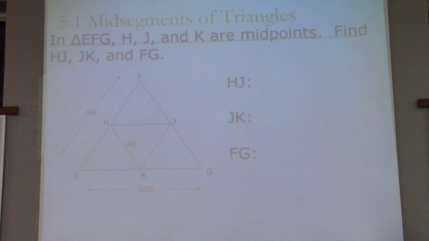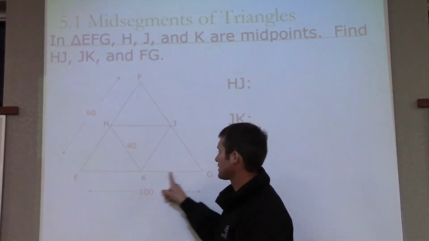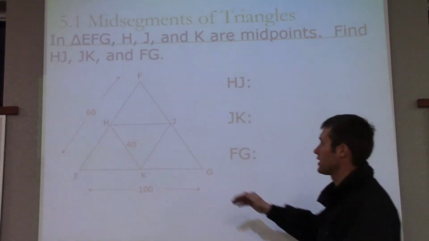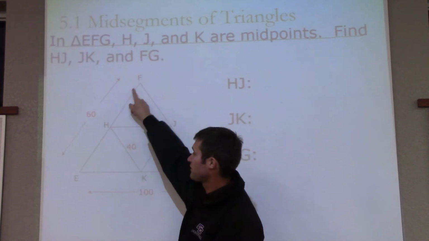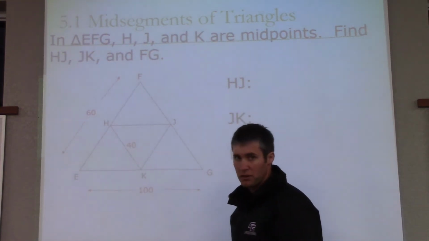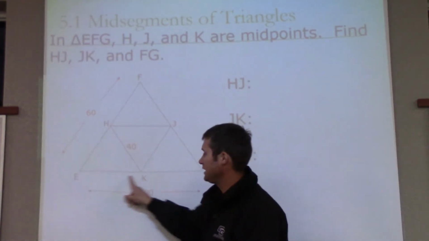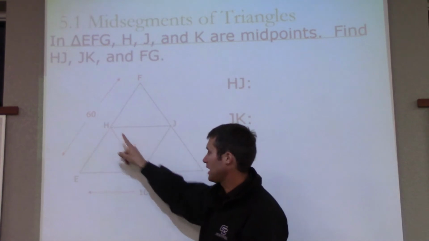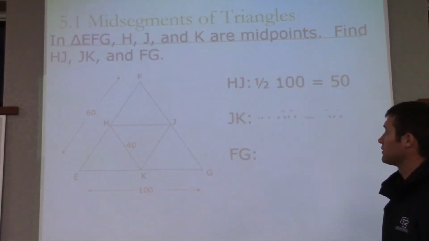So if we go through a couple things, if we look at HJ, right here, it's parallel to this line. First of all, it says that there are midpoints. So this and this are equal, this half and this half. So we have midpoints with all those lines. So HJ and EG are parallel to one another, and HJ is half of this length. So you go half of 100, which is 50.